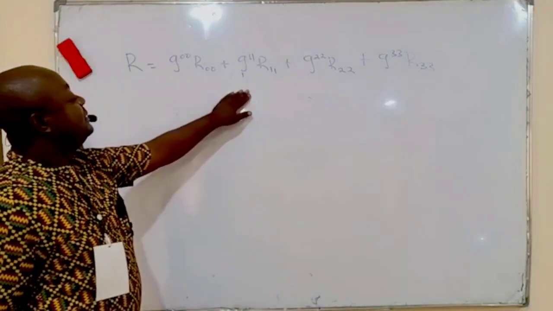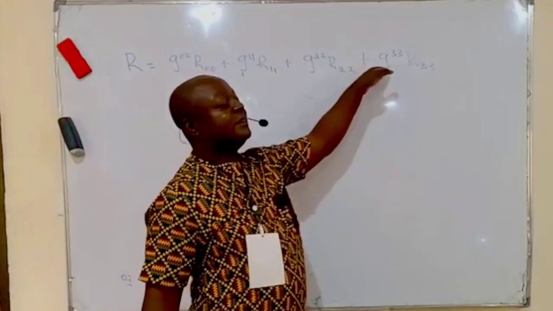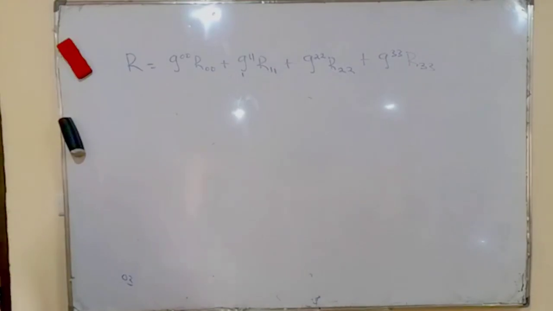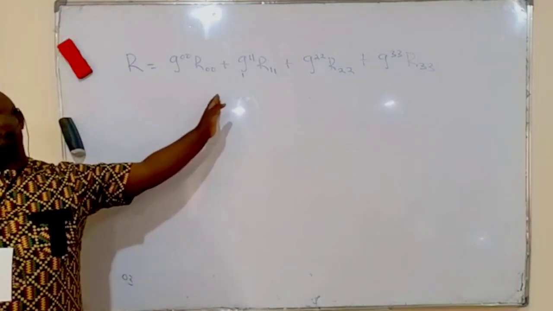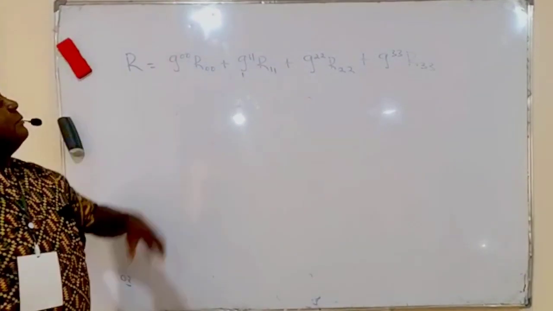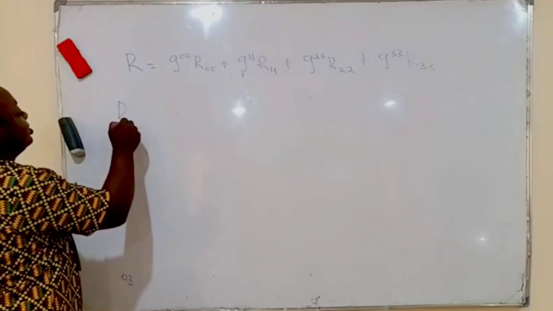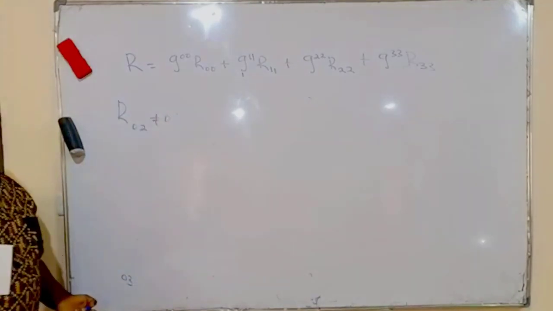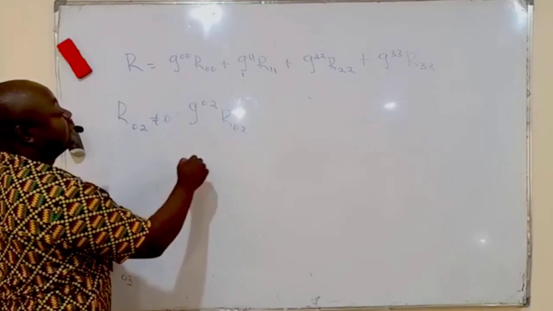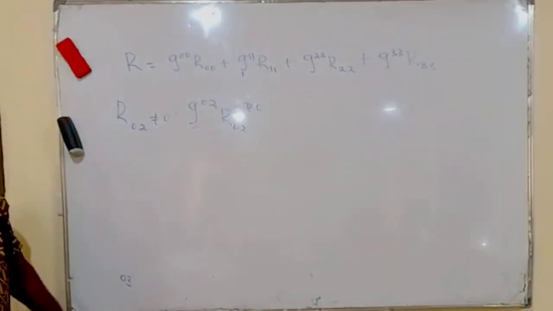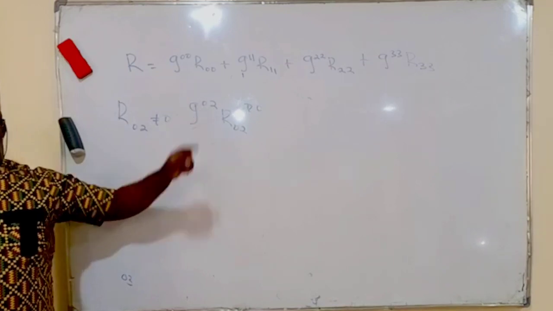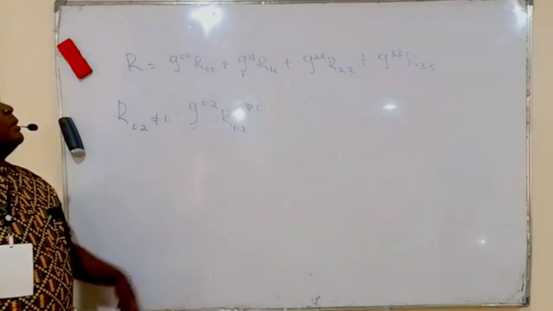Peradventure, one of the other off diagonal elements, peradventure one of them was non-zero, it will not even contribute to this because our G's are all zero. Let's take for instance that we had an R02 that is different from 0. Then we will need a G02 R02, which automatically will be 0 because you don't have this. Okay, because you don't have this.